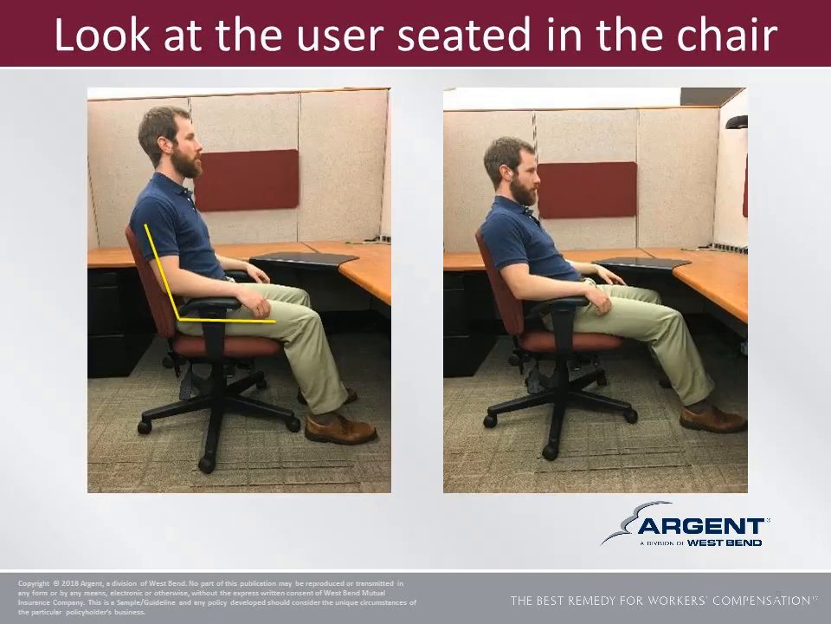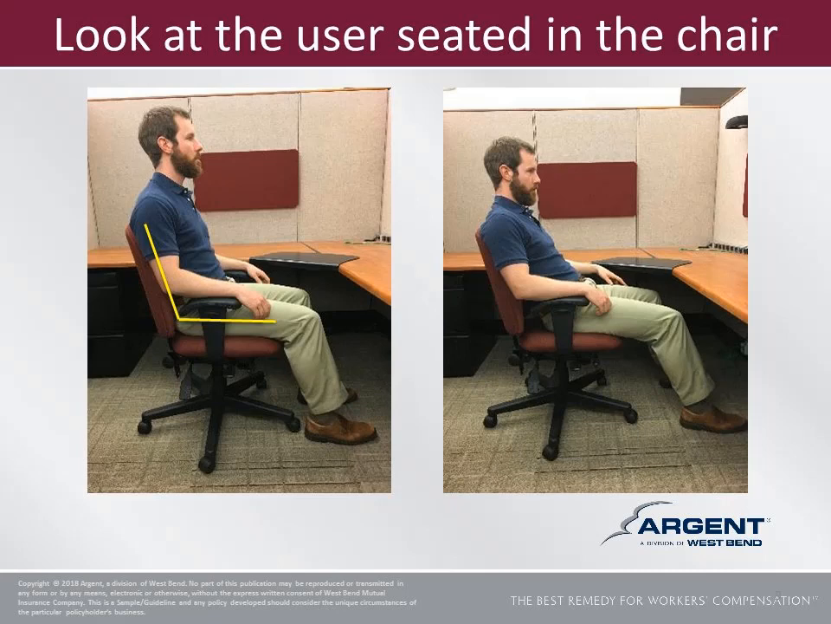Now, look at the picture on the left again. The yellow line shows an approximate 130-degree hip angle. This hip angle has been shown to produce the least amount of compression on the low back discs and is recommended. It is still common to hear about sitting at a 90-degree hip angle, but this is outdated.